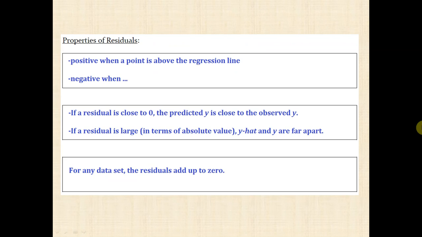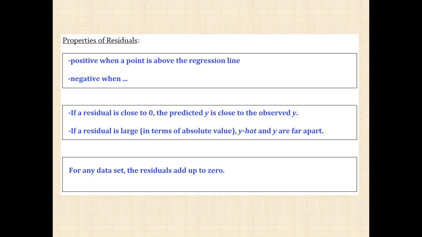Since the residuals are computed in the order of observed y minus predicted y, a positive residual indicates that a point is above the regression line, and a negative residual indicates that a point is below the regression line. If a residual is close to 0, that means that the predicted y value and observed y value are close together.